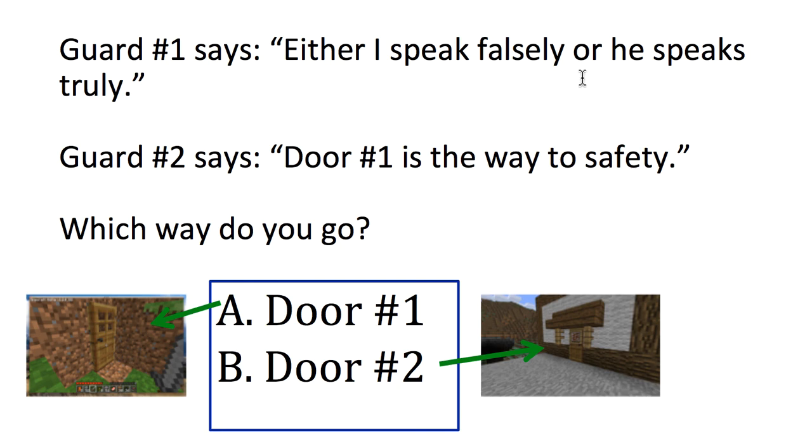And that's how we know that guard number 1 could not possibly be a knave. Only a knight could say such a thing. It's unspeakable by a knave. So therefore, door number 1 is indeed the way out. Okay, there's some fun knights and knaves puzzles.